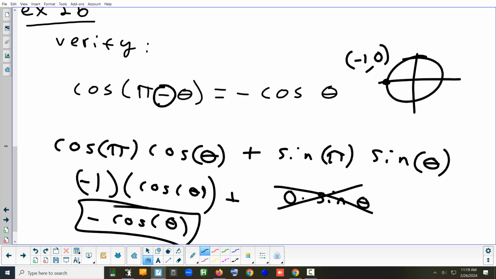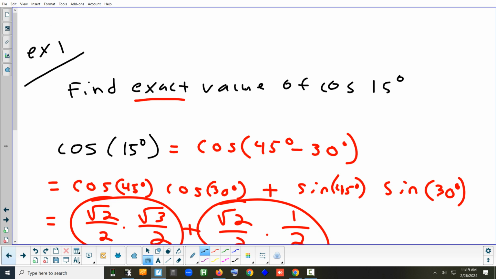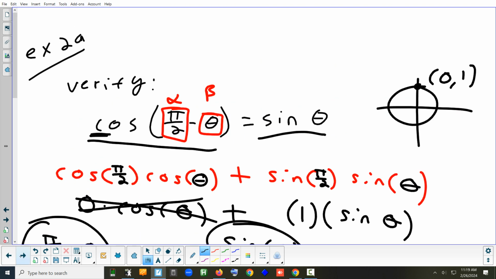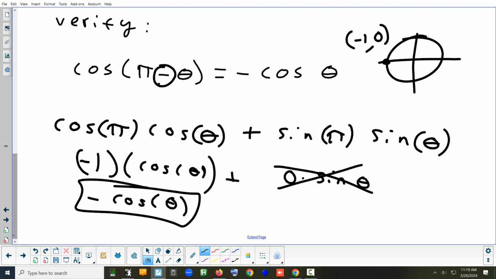So this has something to do with supplementary angles, specifically for cosine. I don't know any real theorem that that's formalized as. This last one is basically the complementary angle theorem. But this one, I don't think it has any. Any question on that one?